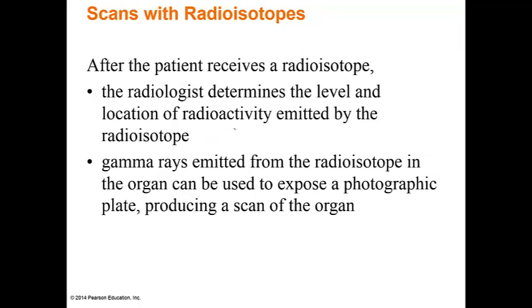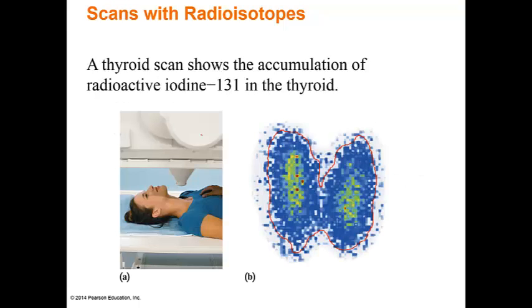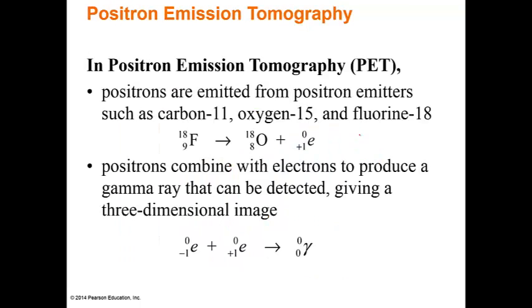After the patient receives the radioisotope, the radiologist determines the level and location of the radioactivity emitted by the radioisotope. Gamma rays emitted from the radioisotope in the organ can be used to expose a photographic plate, producing a scan of the organ. So here the woman has been injected with iodine-131, and here is then that picture of her thyroid that comes up as the scanned image.